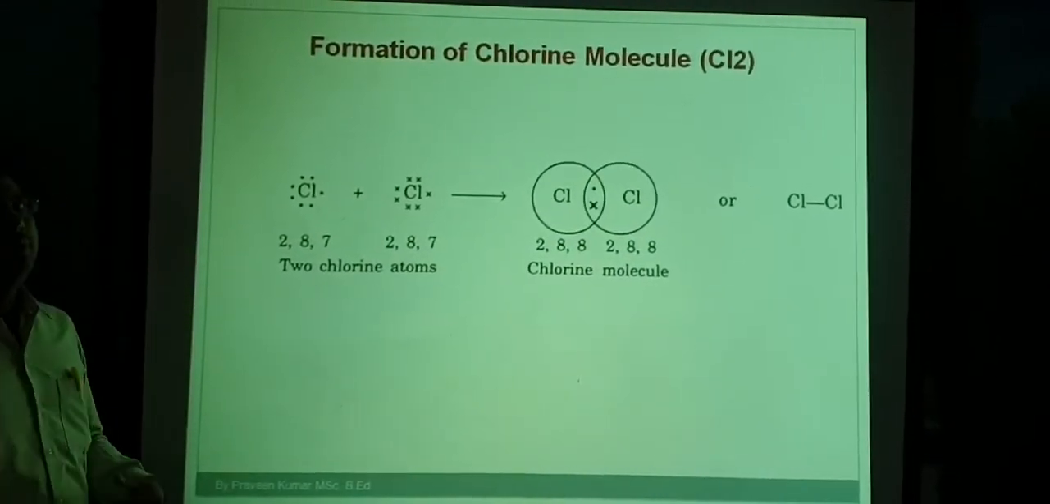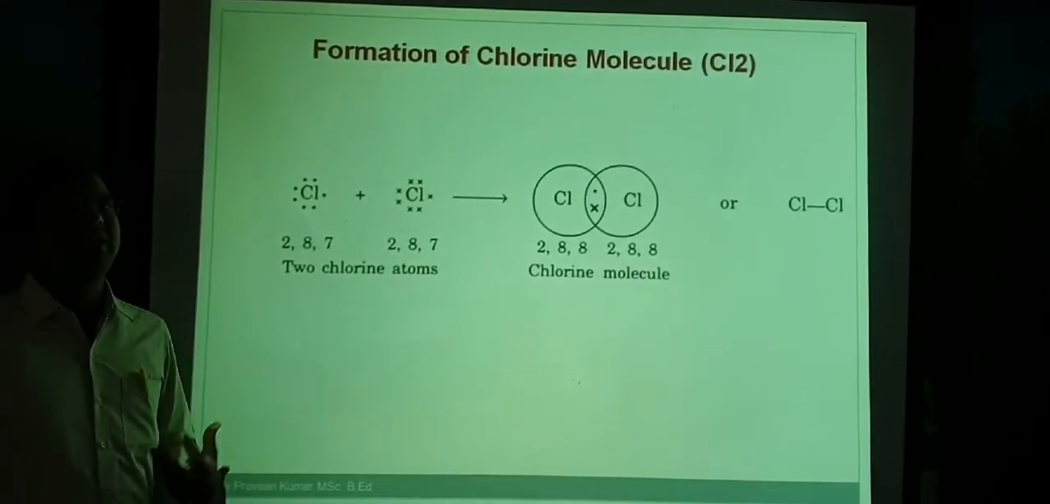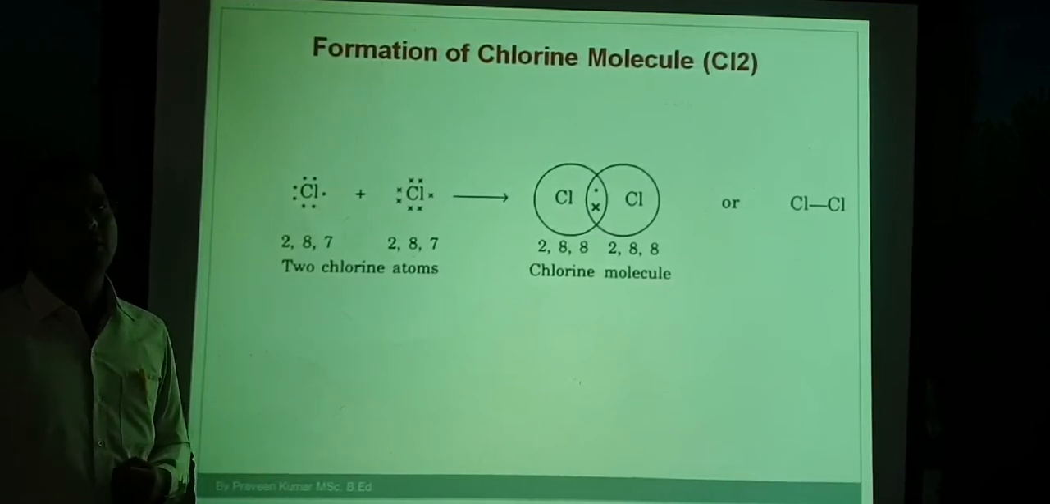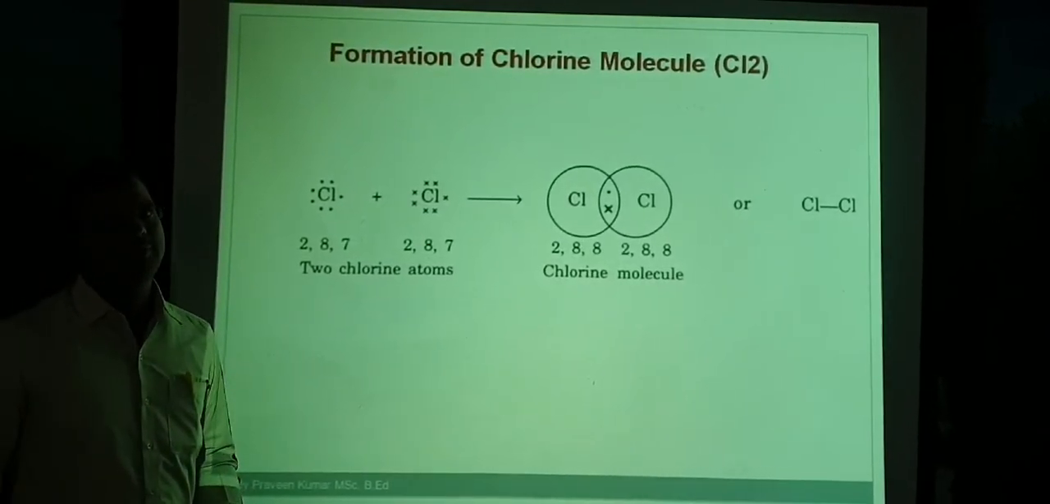Like this, the bond which is created between 2 atoms by sharing of valence electrons, such a bond is called a covalent bond. In the next class, we will discuss another topic from the chapter.